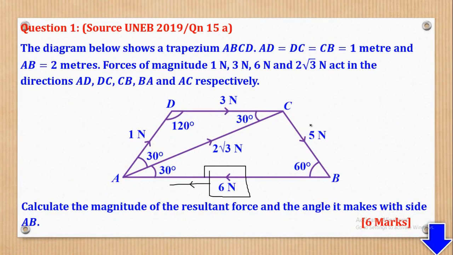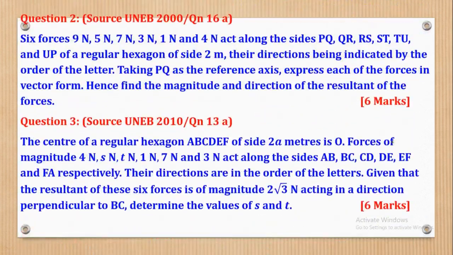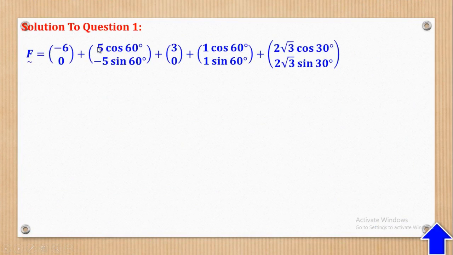If you look at this 5 Newton force, it is inclined at an angle of 60 degrees to the horizontal, implying that the horizontal component will have 5 cos theta and the vertical will have 5 sin theta. But when you analyze it, you realize that to move from point C to point B, horizontally you'll have to move to the right, which is positive, but vertically you'll have to move downwards, which will be negative. So that explains why they put +5 cos 60 and -5 sin 60 degrees.